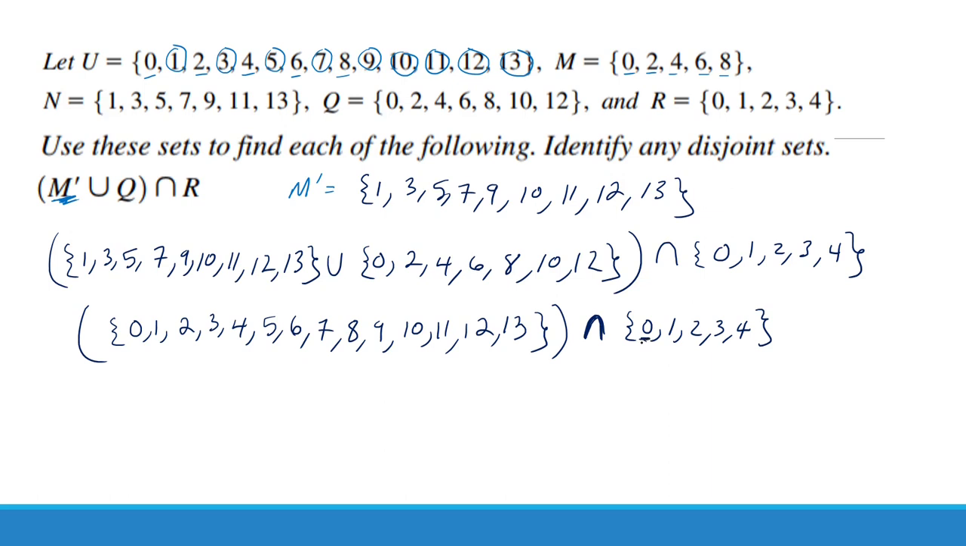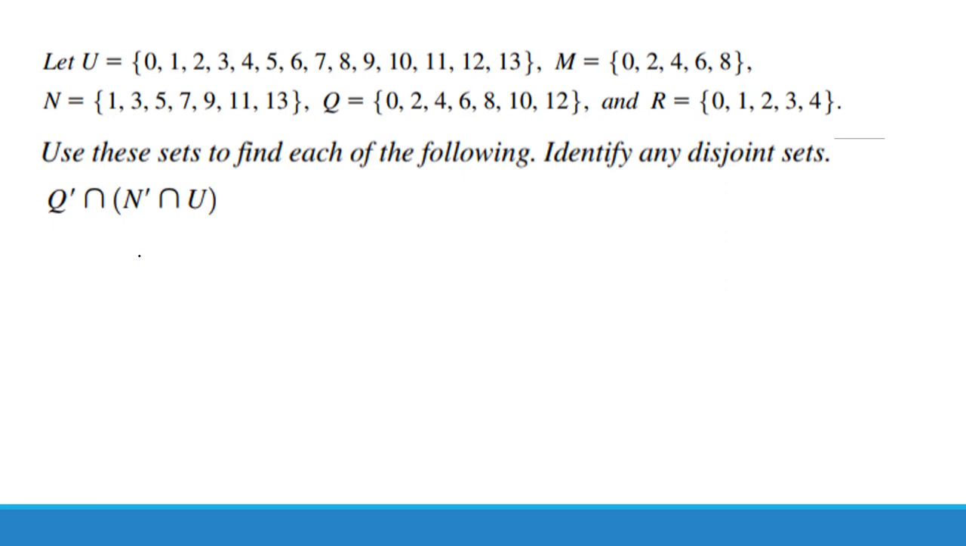So we have a 0 that's in both, a 1, a 2, a 3, and a 4. So our set is 0, 1, 2, 3, 4, or this is equivalent to the set R.